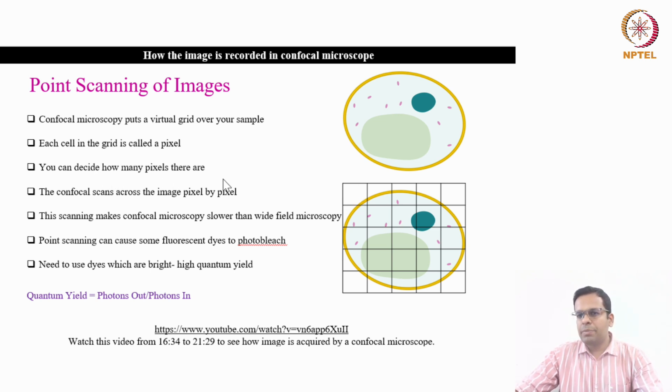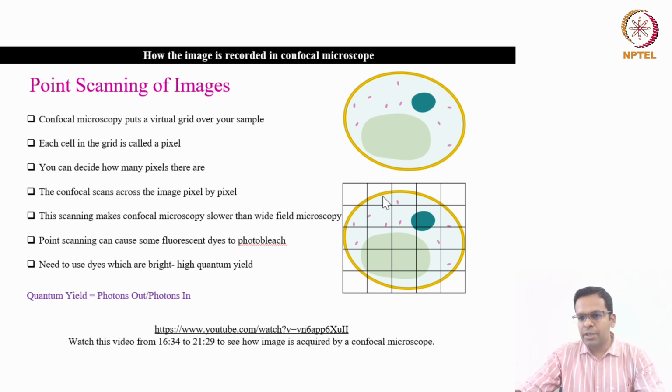You can decide how many pixels there are, so you can decide how many pixels you want for one imaging. And the confocal scans across the image pixel by pixel. So what will happen? First, it will illuminate this small square and collect how many photons come from this area. Here the cell is not there, so obviously this field will be dark, so it will give rise to fewer photons. Then it will move to this point.